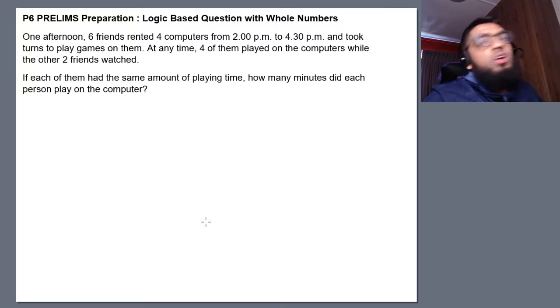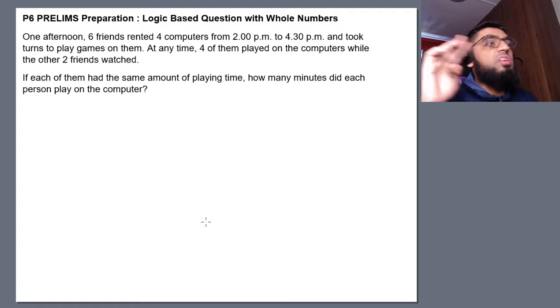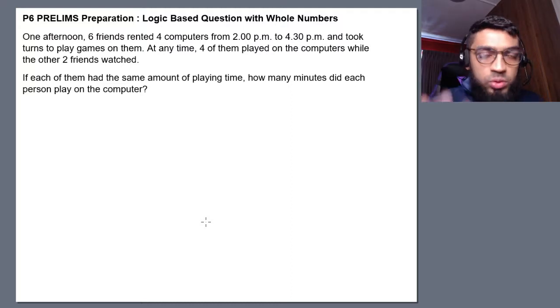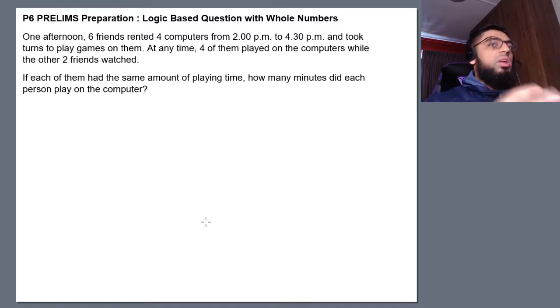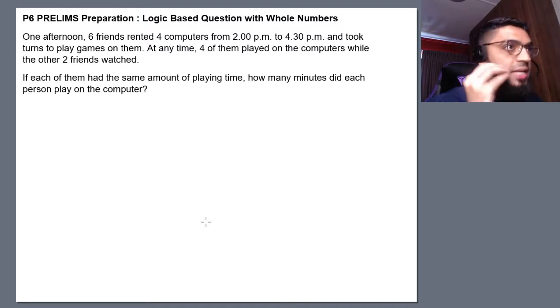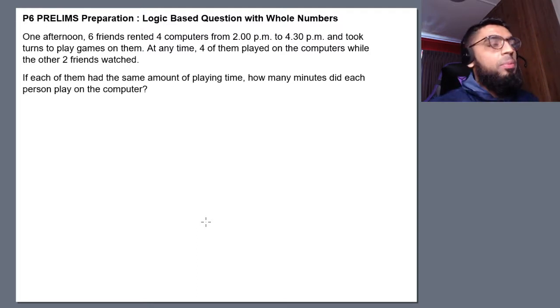Okay, unfortunately, not enough computers, so only 4 can play at a time. The other 2 must just watch. If each of them had the same amount of playing time, how many minutes did each person play on the computer? So again, it's not enough computers, and each of them wants to have the same number of minutes playing the computer. So how do we approach this question?